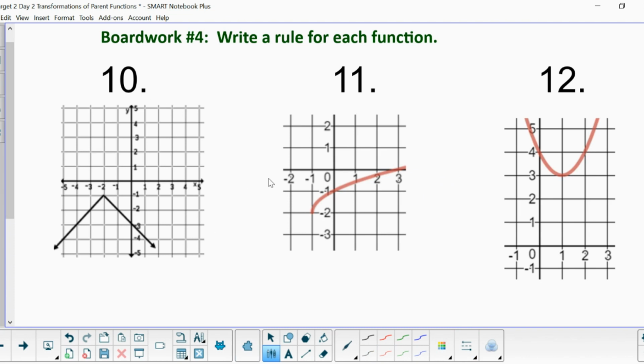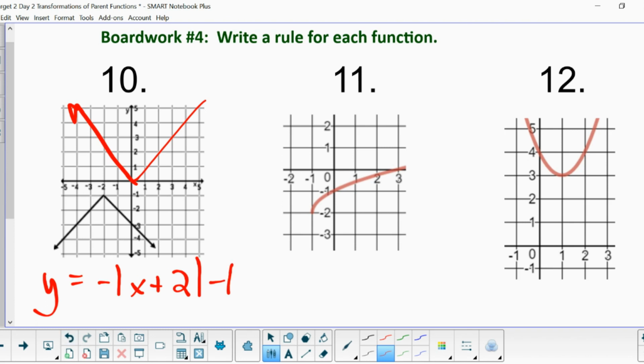So I see an absolute value, so I know if it's absolute value, it would start like this, okay? I can see it's been flipped over the x, so that means in front of my absolute value, there will be a negative. And then it has also gone to the left 2, so x's are opposite, so that's +2. And it's also gone down 1, so that's a -1 on the outside. So this negative is flipping it upside down. +2 is moving it to the left 2. -1 is moving it down 1.